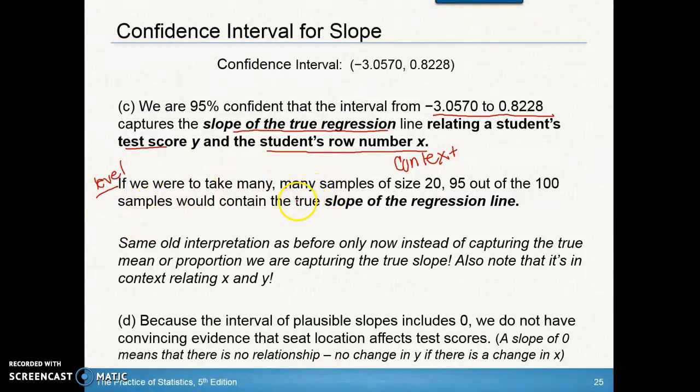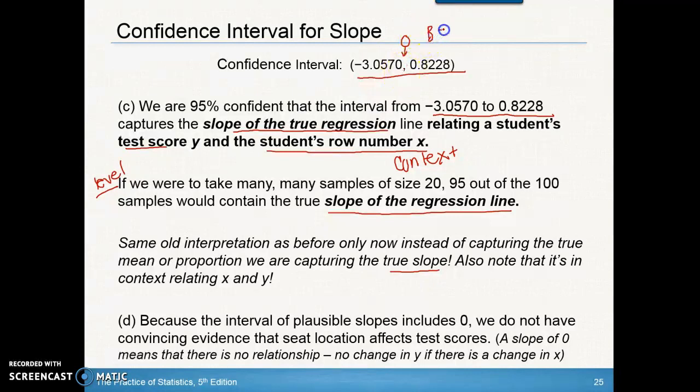If we were to take many, many samples, 95 of the 100 samples would contain the slope of the true regression line. So it's the same old interpretation. We're just talking about capturing the true slope instead of the true mean and the true proportion. Now, if you take a look at this, take a look at our confidence interval. This confidence interval has 0 right in here somewhere, okay?